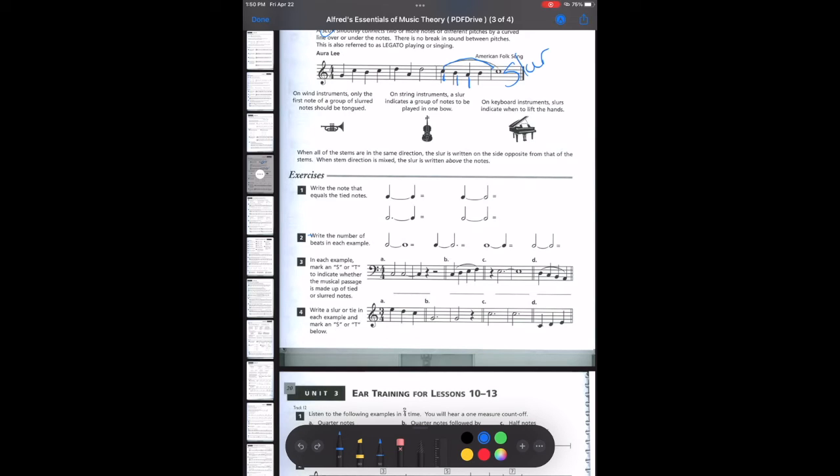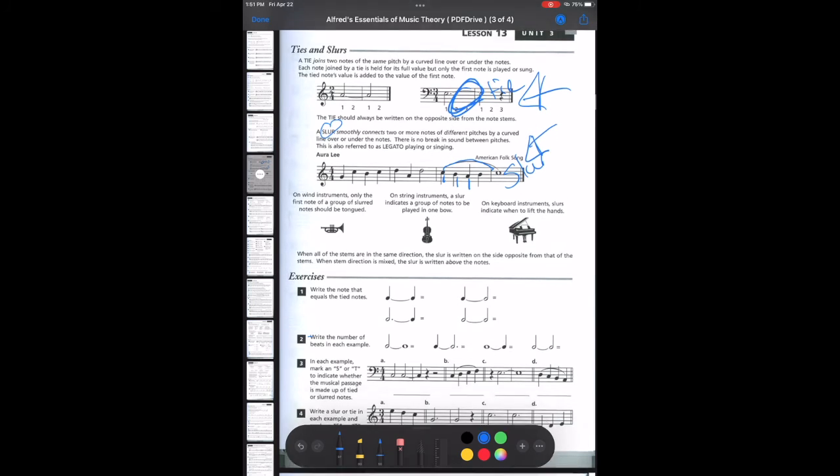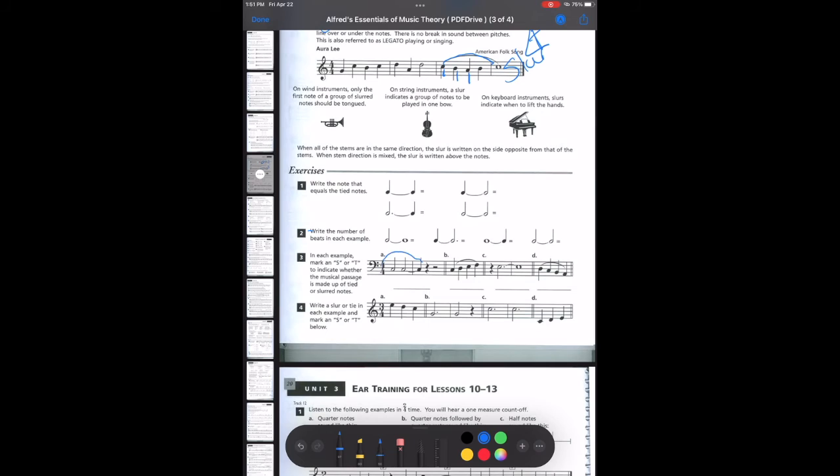Okay, slur or tie. I just talked to you up here at the top that when the pitches are the same, it's a tie. When the pitches change under the curve line, it's a slur. So use that information to look and say, are they the same or different? Is it a slur or a tie? S for slur, T for tie. Then you do the same for B. Do the notes change or stay the same? If it changes, it's a slur, you write S. If it stays the same, it's a tie, you write T. Then you do the same for C and D.